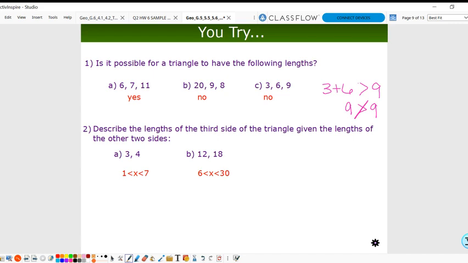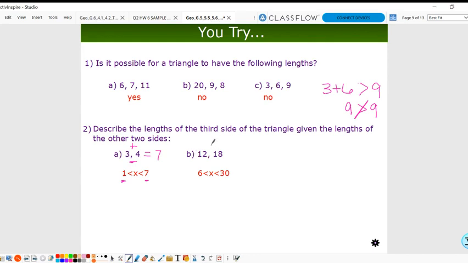Describe the lengths of the third side of the triangle given the lengths of the other two sides. So if I take my two sides and add them up, I'm going to get the greatest value in my inequality. If I take my two sides and I subtract and take the absolute value, that's going to be the least number in my inequality. So 3 plus 4 is 7. Here it is. 3 minus 4 is -1. Absolute value is 1. These are the side lengths that my x value needs to be in between.